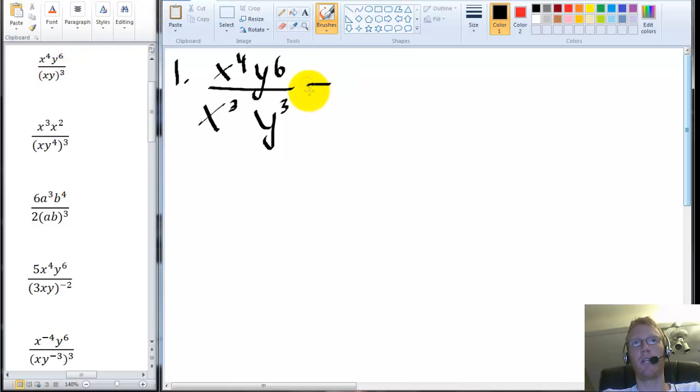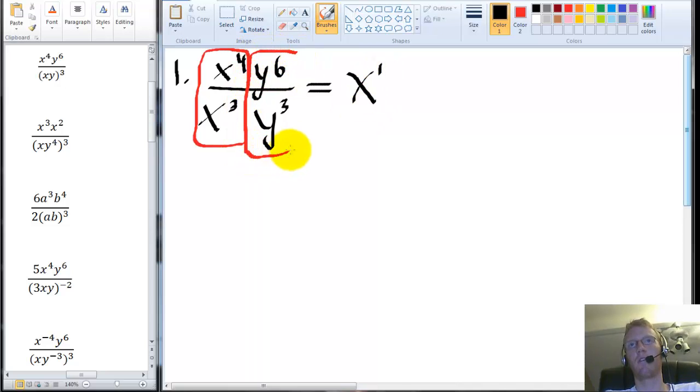Now I can use the rule of division, and you always want to just look at one variable at a time. So here I'm just looking at my x's. x to the 4th divided by x to the 3rd. When you divide two things with the same base, you subtract the exponents. So 4 minus 3 is 1. So I have x to the 1st power. Now I'm going to look at my y's. y to the 6th divided by y to the 3rd. You subtract the exponents and you get y to the 3rd. And that's my final answer.